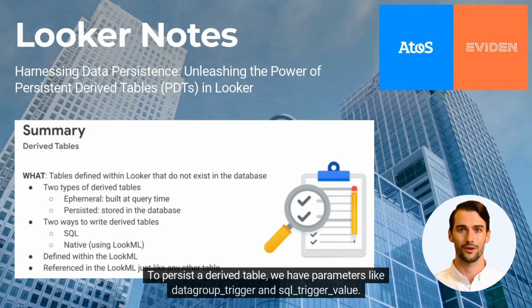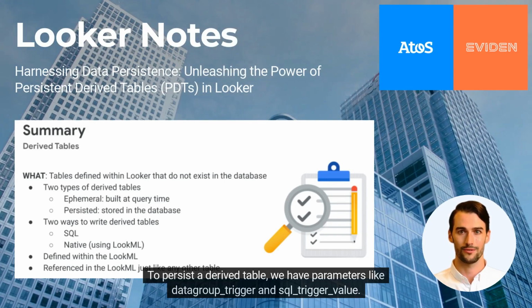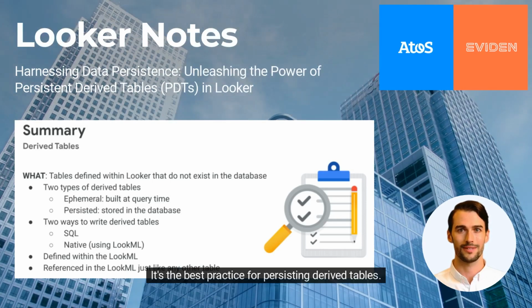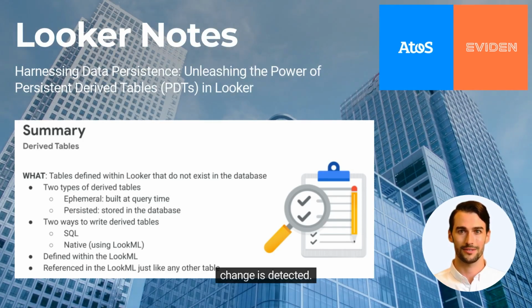To persist a derived table, we have parameters like datagroup trigger and SQL trigger value. Datagroup trigger utilizes a configured datagroup, serving as a caching policy and trigger for PDT rebuilds. It's the best practice for persisting derived tables. SQL trigger value performs a similar function, continuously pinging the database and rebuilding the PDT when a change is detected.